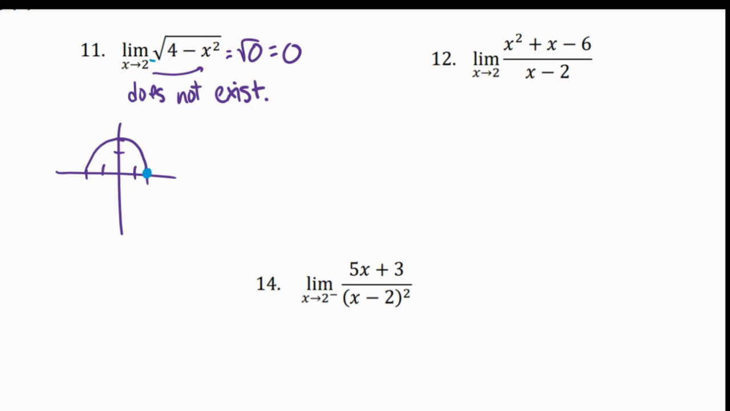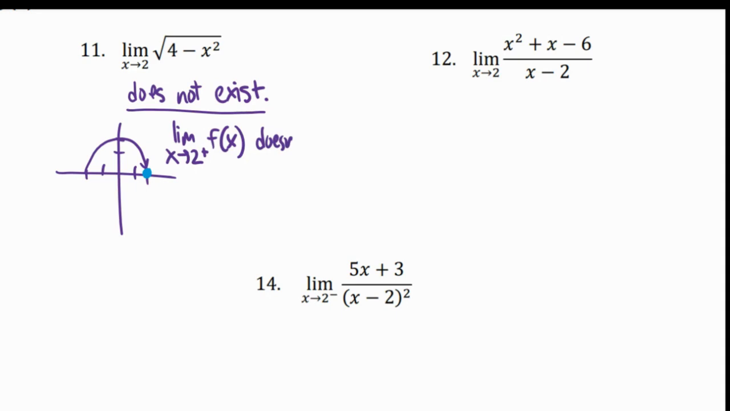So if this was just a left-hand limit, then I would say that the answer is 0. But since we don't have just a left-hand limit, that means it has to approach 0 from both sides, or it has to approach the same y value from both sides. From the left side, we are approaching 0, but from the right side, we're not approaching anything. There is no right-hand limit. So we would say the limit does not exist because the limit as x approaches 2 on the right side of f of x doesn't exist.